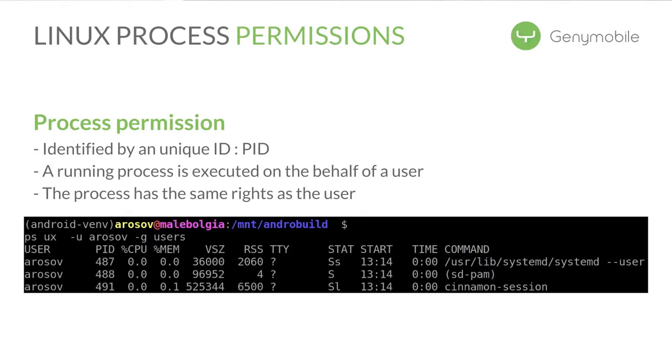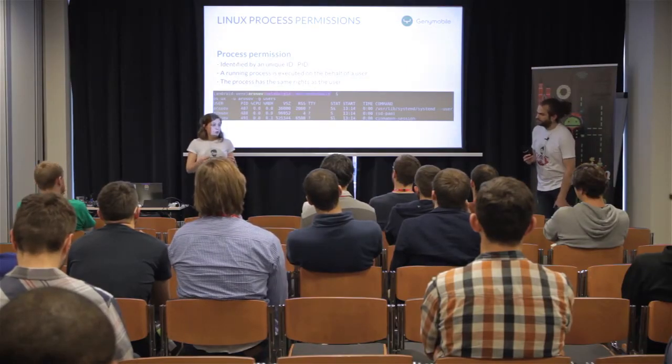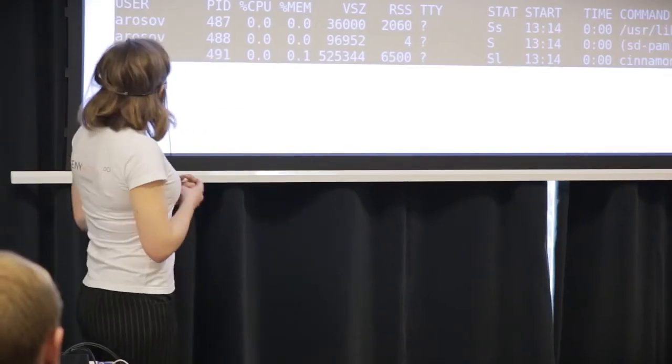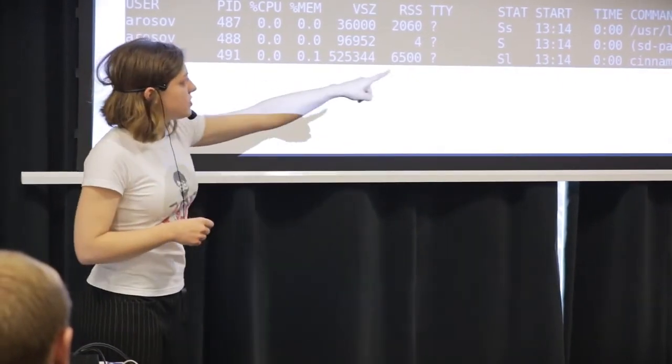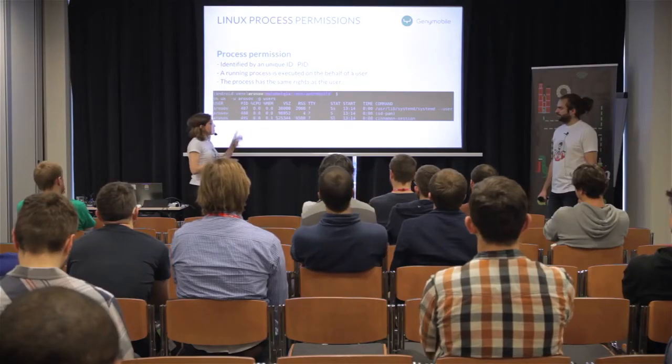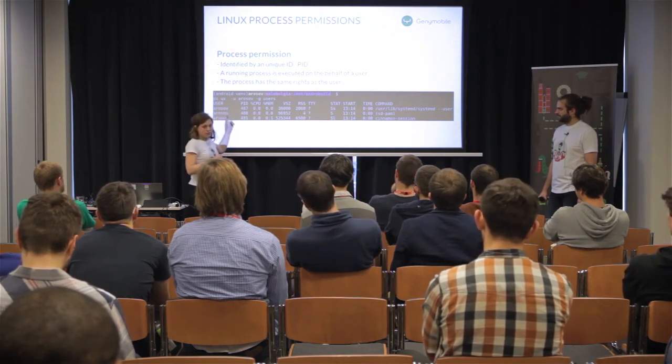Okay, what is a process on Linux? It is something that has an execution permission. When you launch a process, the process will have the same rights as the user who launched it. So you can see here that the user Resolve started processes like systemd, and that means systemd has exactly the same rights on the file system as the user.